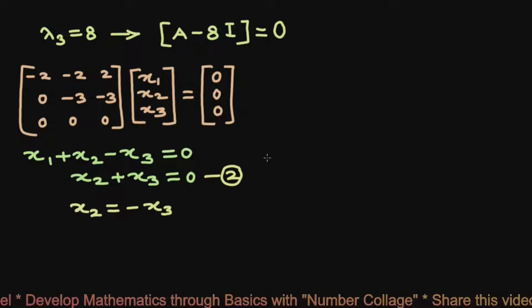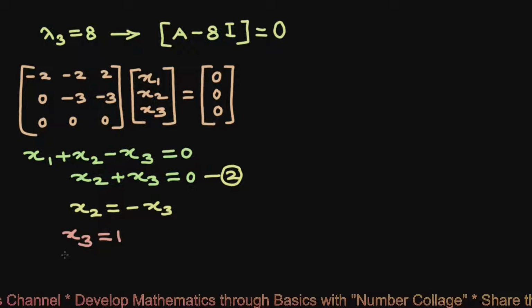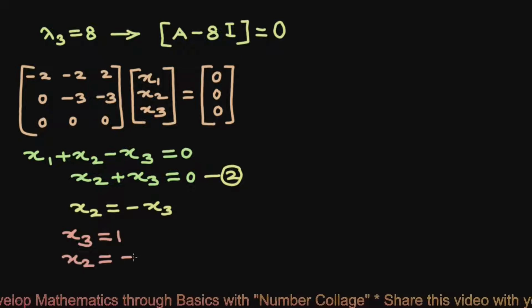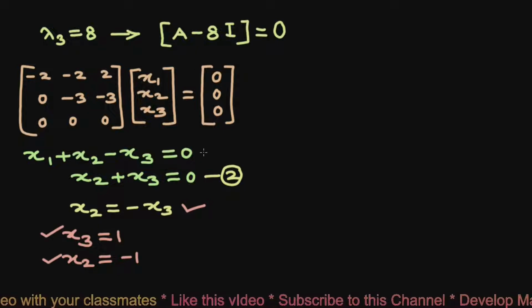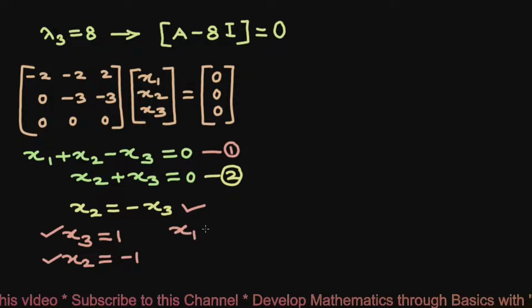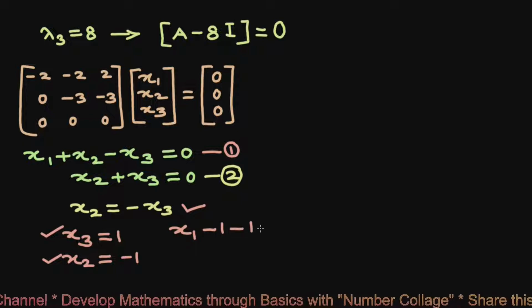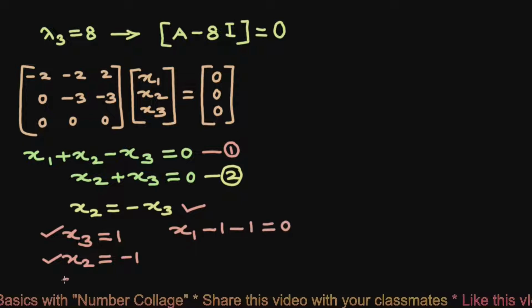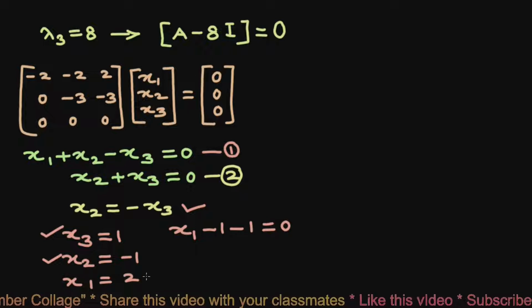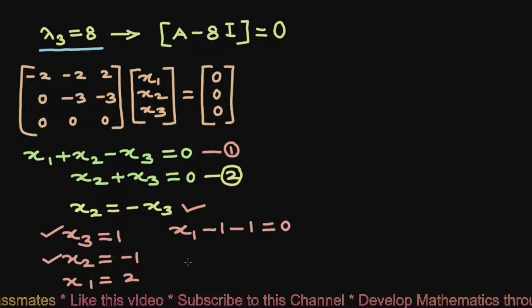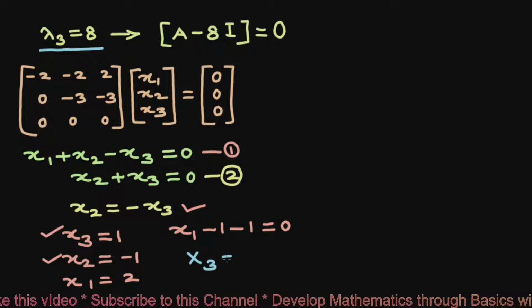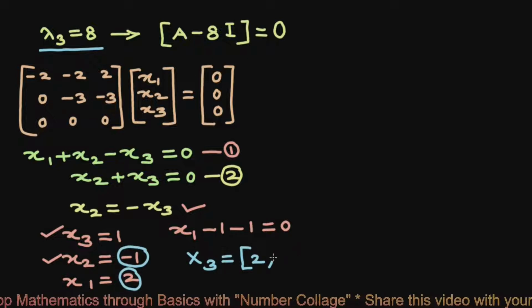This second equation gives us x2 = -x3. Now if we put x3 = 1, we get x2 = -1 from this, and using the values of x3 and x2 in equation 1 we get x1 - 1 - 1 = 0. That gives x1 = 2. So corresponding to eigenvalue λ = 8, we get the third eigenvector [2, -1, 1].